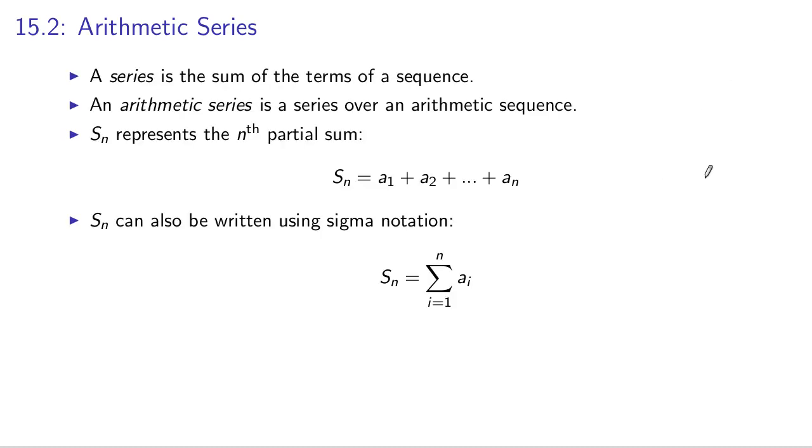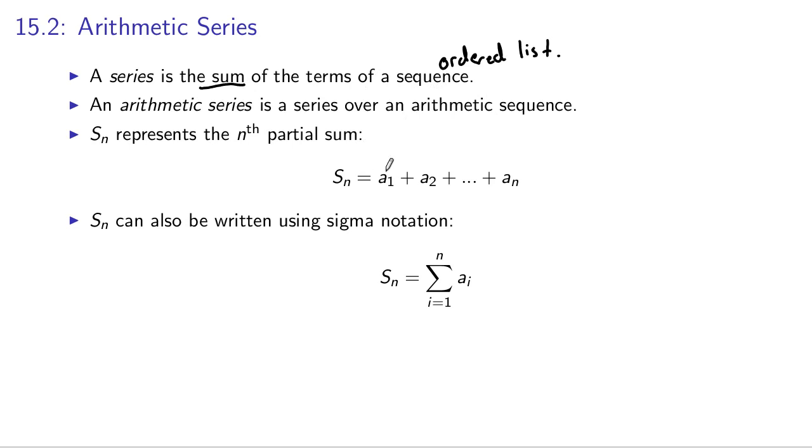A series is the sum of the terms of a sequence. This is easy to get confused. So remember, the sequence is an ordered list. A series is a sum of an ordered list. So sequence is the list, series is the sum.